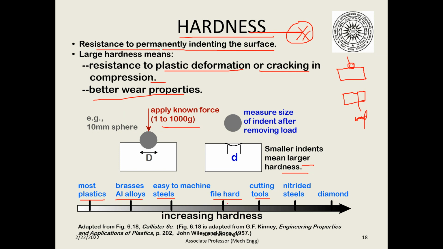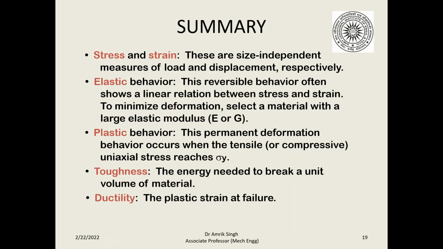This is for filing. A file is an instrument, or a tool, or you can say a manual tool, which is used to make the surface smooth. This you must have seen in your workshop class. Then we have the nitrided steel, a special purpose steel on which the heat treatment of nitriding is done. And then the diamond is the hardest. So this way the hardness increases.